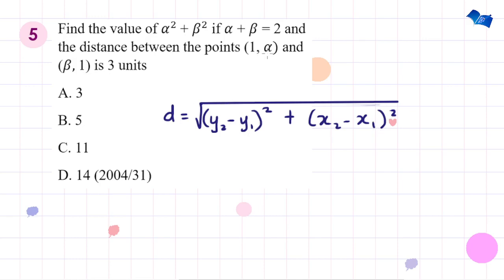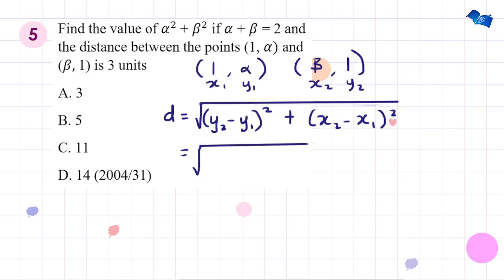Now, for these 2 points, we have 1 and alpha, and then we have beta and 1. So this is x1, this is y1, this is x2, this is y2, right? So we're just going to impute it here. Square root of y2 is 1 minus y1 is alpha all squared plus x2 is beta minus x1 is 1 all squared.